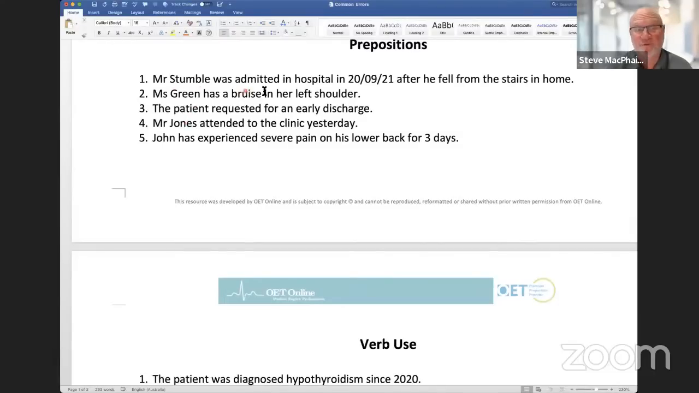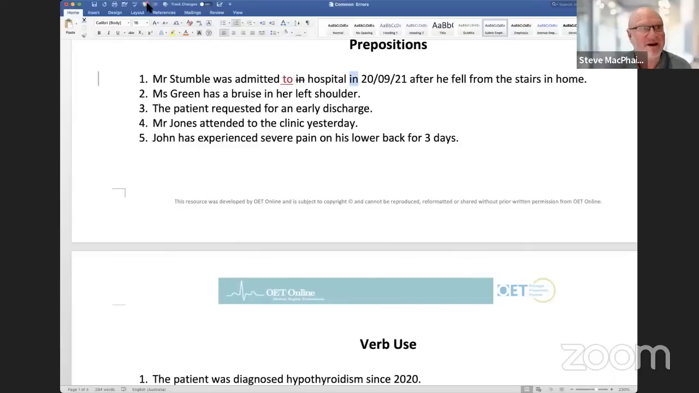Mr. Stumble was admitted in hospital in 2009-2021 after he fell from the stairs in home. Well, we got multiple errors here, everyone. Can you see the errors? Mr. Stumble was admitted in. There's our first one, isn't it? Was admitted in. It's a common one. Now, we don't admit in, we admit to. So was admitted. This is just memory. And that's collocation with the verb. Was admitted to hospital.